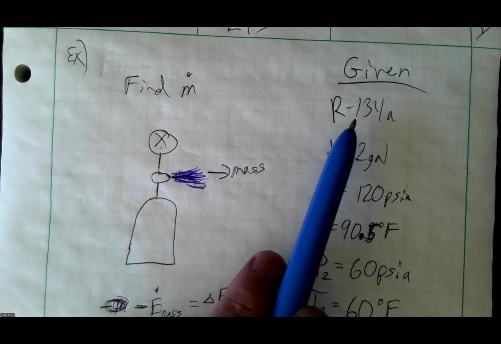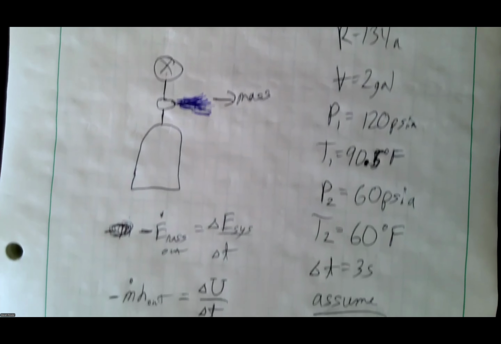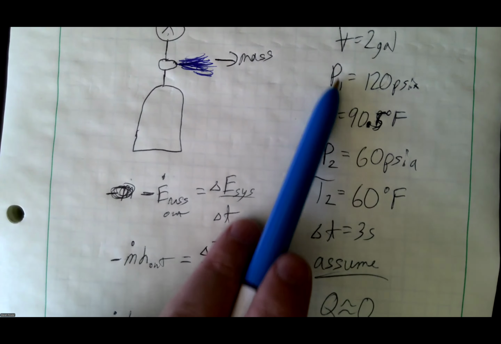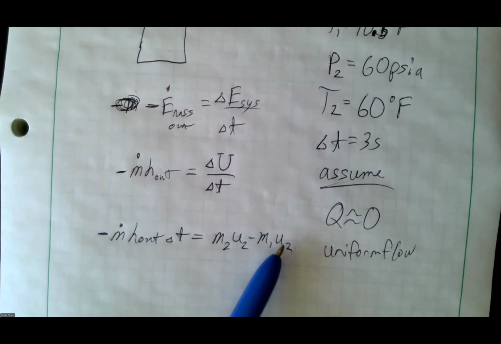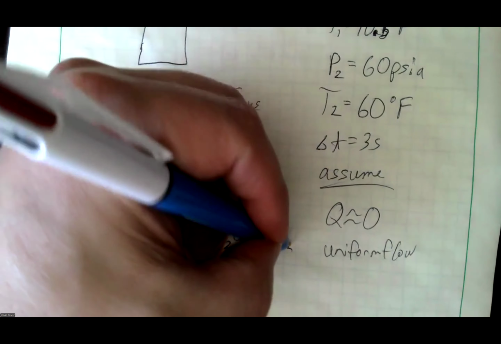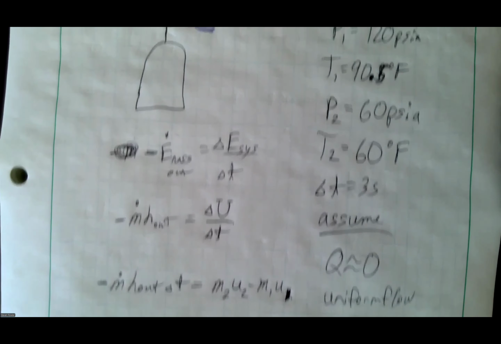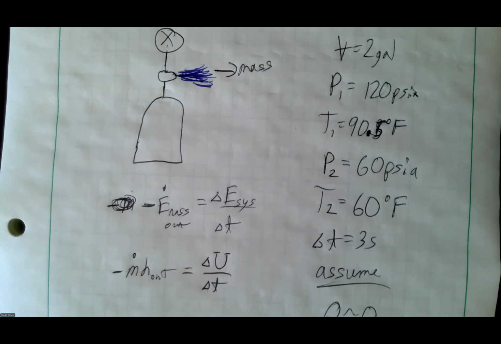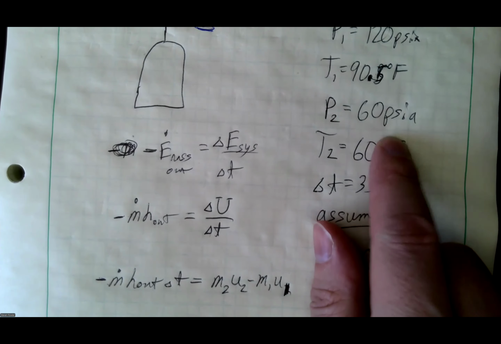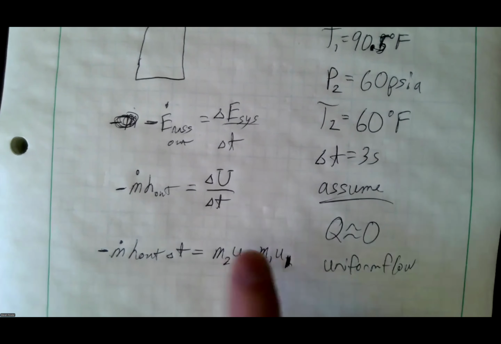What do I need to know to find properties of R134a? I need to know two properties at each state. I've got the initial state. I know pressure and temperature. That should be enough to find U1. Sorry, I apologize. So I should know enough information to find U1, given pressure and temperature. Given pressure and temperature at state 2, I should be able to find U2.